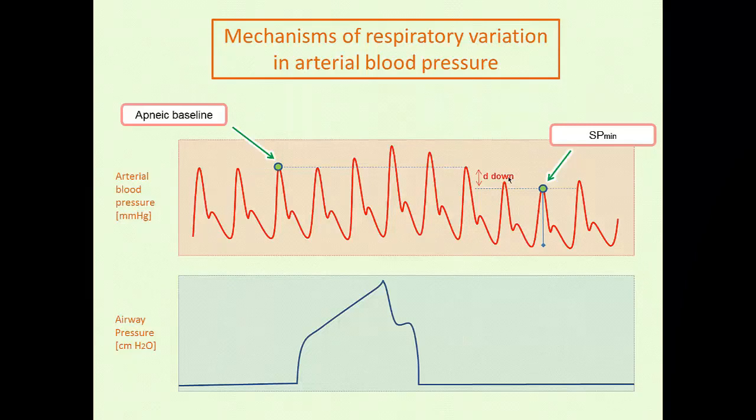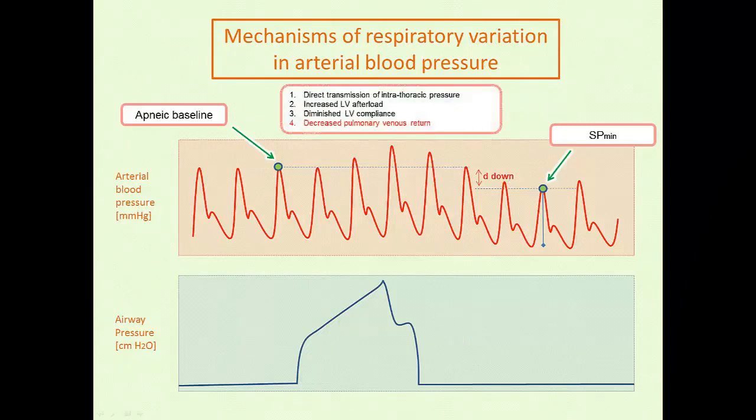And the initial papers on systolic pressure variation looked at systolic pressure variation and D-down, and found that a D-down as little as 5 millimeters of mercury, I believe this was dog data initially, that a drop in your systolic pressure below an apneic baseline of as little as 5 millimeters of mercury was very sensitive and specific for predicting volume responsiveness. And so the mechanisms of the D-down are somewhat the converse of the mechanisms of D-up, which we just talked about.